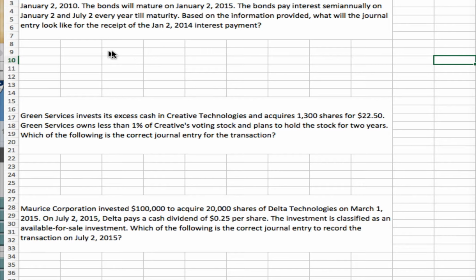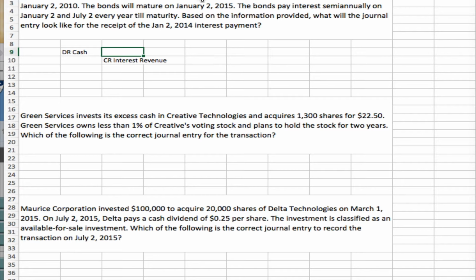Okay, so I picked randomly a January 2nd, 2014 payment that's within the term of the investment. So this is just going to be what any one of those interest payments would look like. The format of that is I get cash. I record that cash as interest revenue. Interest revenue to Deborah Technologies.